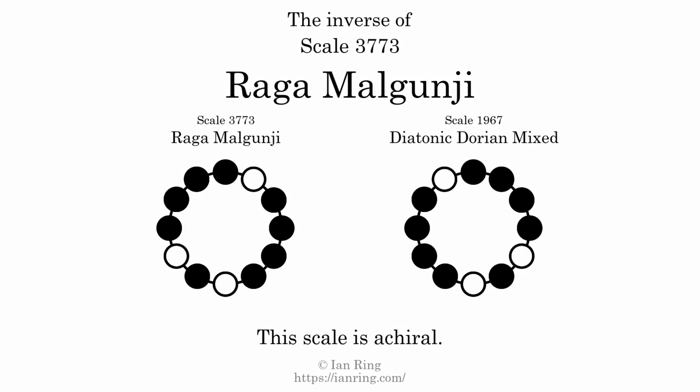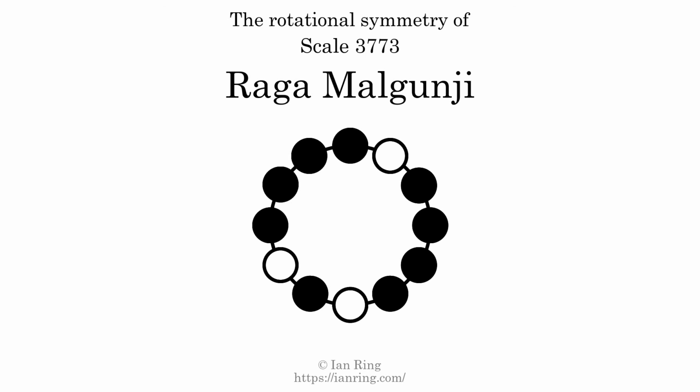The inverse of a scale is a mirror image. It is what you get when the sequence of intervals is reversed. The inverse of this scale is scale 1967, also known as diatonic Dorian mixed. This scale is achiral, since it can transform into its own reflection by a rotational transformation. This scale has no rotational symmetry.